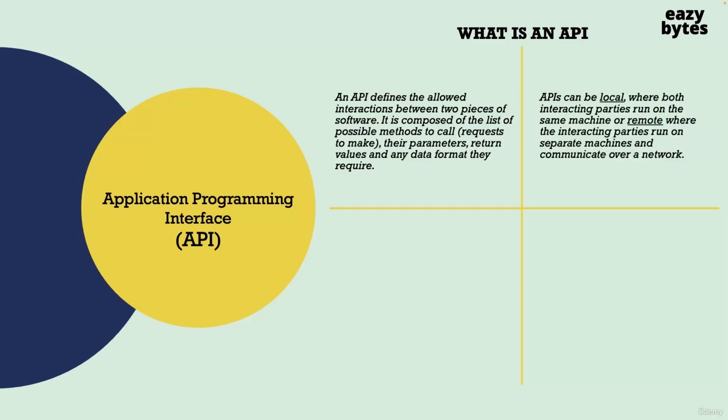And like I said, APIs can be local, where two different parties staying inside the same machine can interact with each other with the help of local APIs. If you really ask me to provide some examples for local APIs.